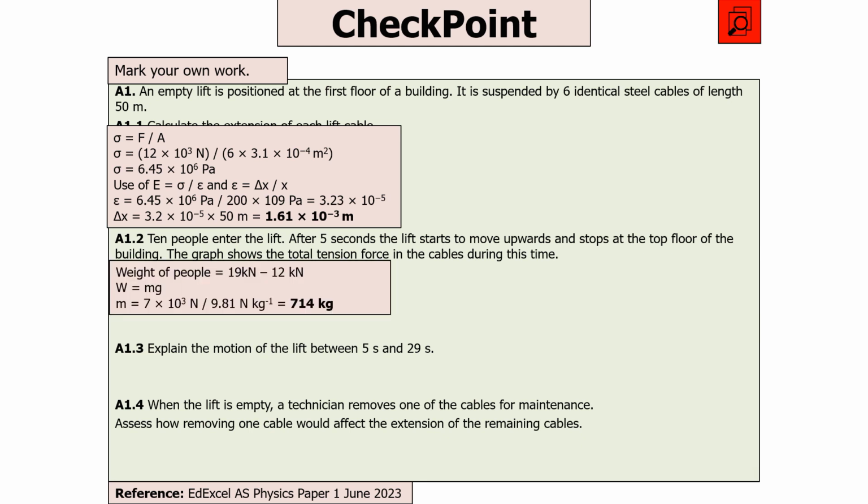We know the total weight of the people. The tension in the cable is going to be 19 kilonewtons minus 12 kilonewtons, because it's going to be the resultant force downwards.